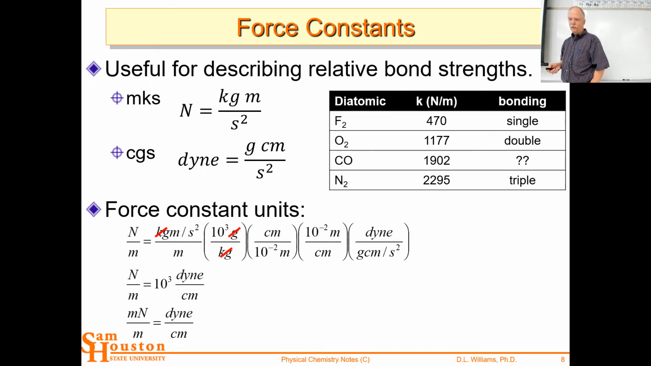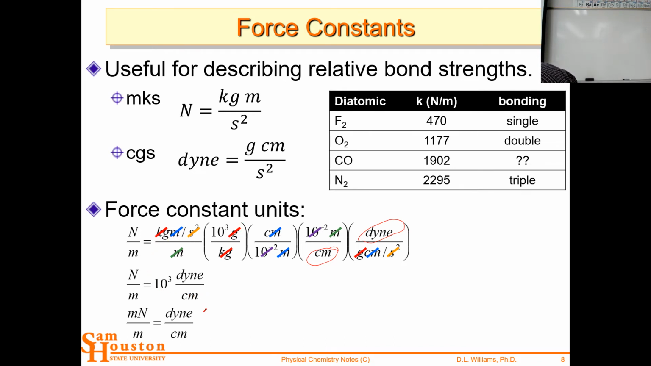Okay, and we're going to get out of grams and into dynes over there. So then we have meters canceling. We're converting those to centimeters. And so we have lots of centimeters canceling, lots of meters canceling. And so we end up in seconds squared canceling. So in the end, we have newton per meter is the same as a dyne per centimeter times 10 to the 3, because the 10 to the minus 2's cancel. And so if I take that 10 to the 3 and move it to the other side, I have a millinewton per meter is a dyne per centimeter.